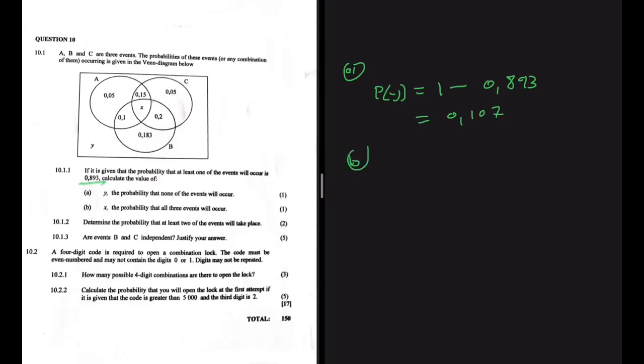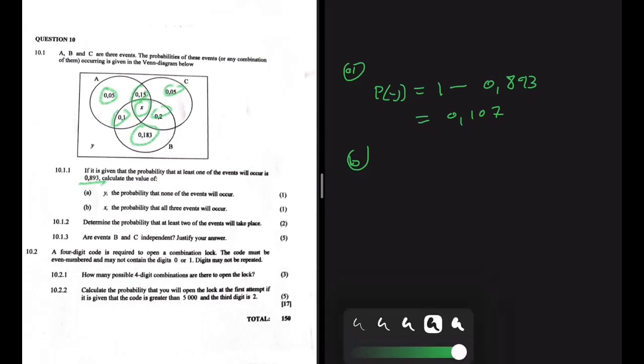Now we can do B. B is saying that let's calculate the value of x, the probability that all the three events will occur. The probability that all the three events will occur. X is here. This is what we're looking for, the probability that all events will occur. We already know that the probability of at least one event occurring is 0.893. The probability that at least one event occurs is 0.893.